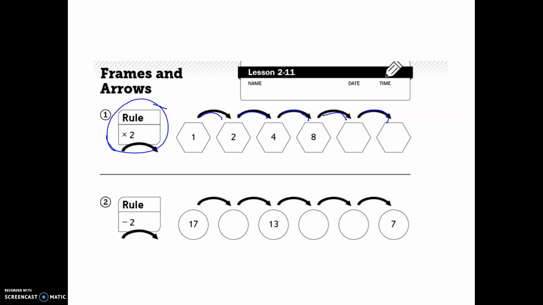1 times 2 is 2. 2 times 2 is 4. 4 times 2 is 8. 8 times 2, which we worked on before, is 16. 16 times 2 is 32.